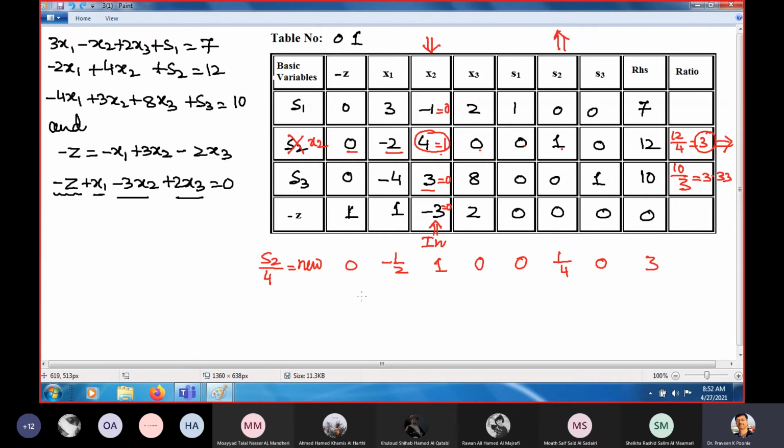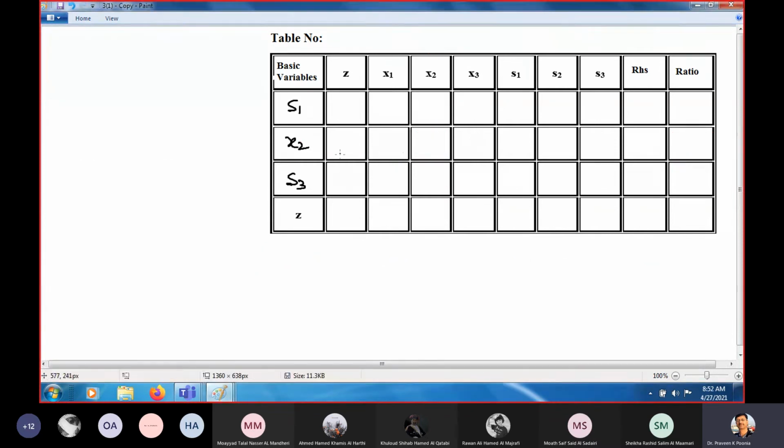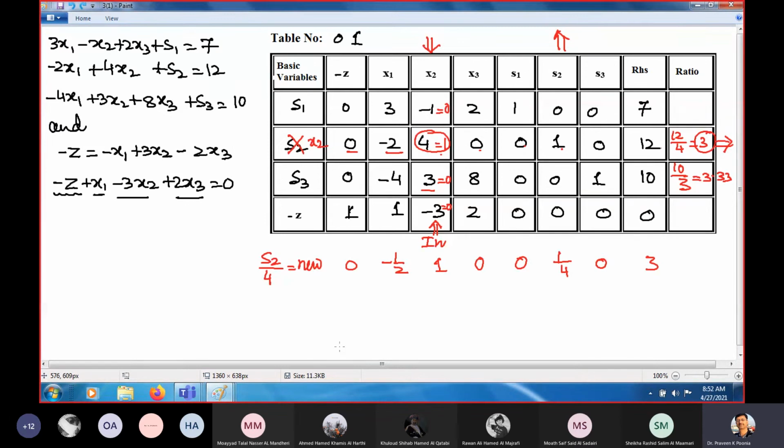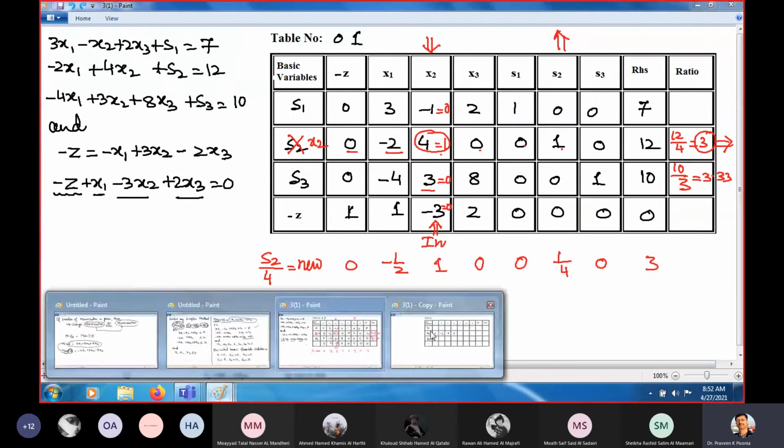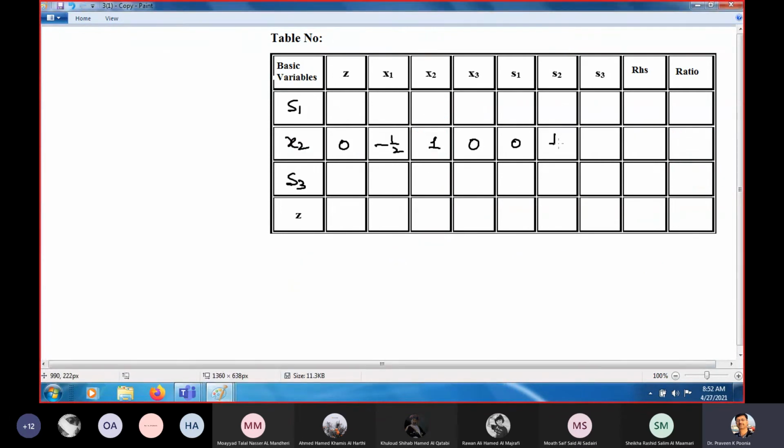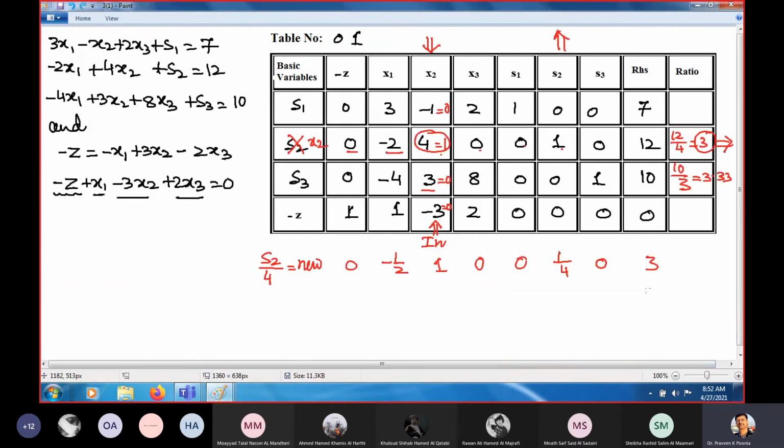This is the step. Next step: 0, minus 1 by 2, 1, 0, 0, 1 by 4, 0, 3. So this is the first one. Now you need to change this into 0. And how can you change it? Here is 1. Here is minus 1. Directly add S1 plus new.